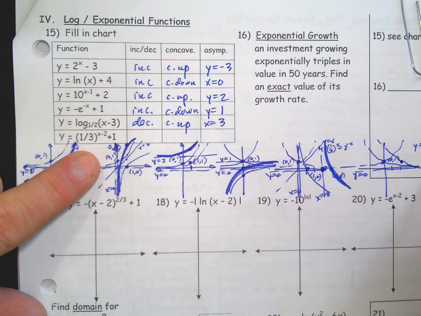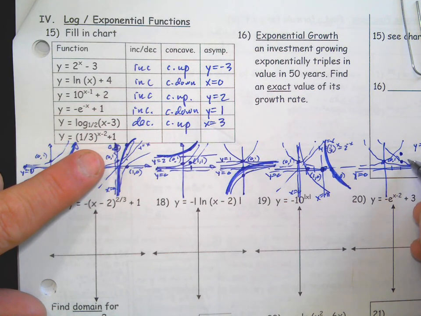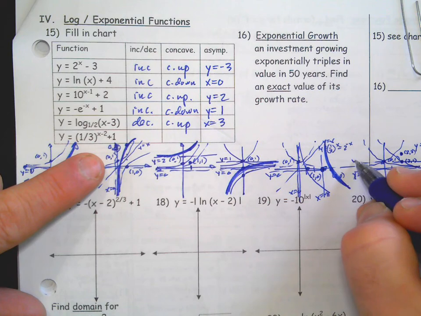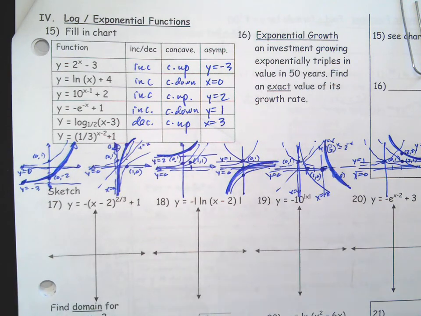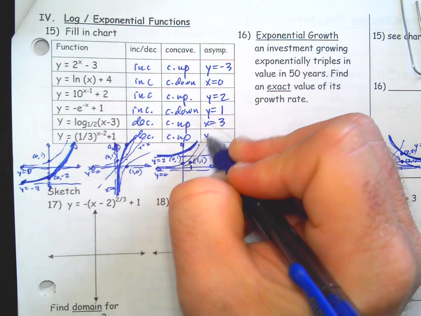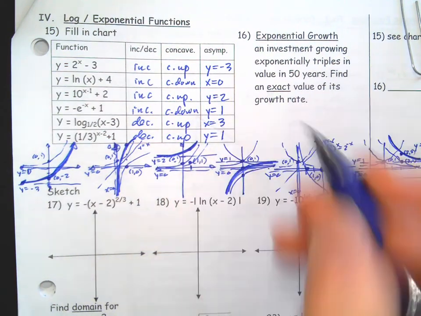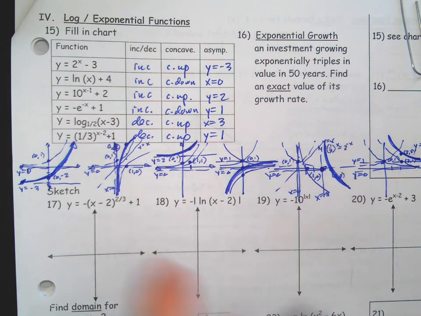So it looks like that. And then the plus 1 on the outside moves it up 1. So this was (2, 1). This is now (2, 2). And it moves everything up 1, including the asymptote. So y equals 1. So your final graph looks like that. So that is decreasing, concave up, y equals 1. So bunch of points on those. Sketches, I think, are the way to go.